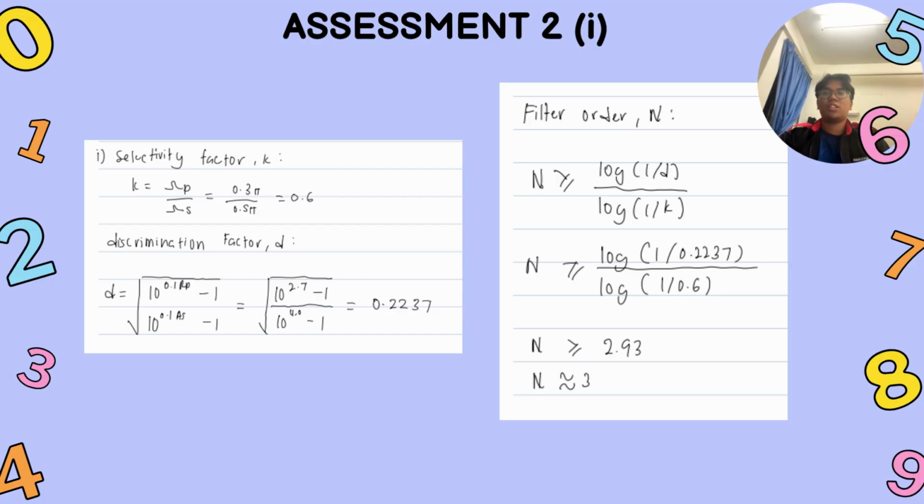greater than or equal to 2.93, meaning we choose a standard third order filter.